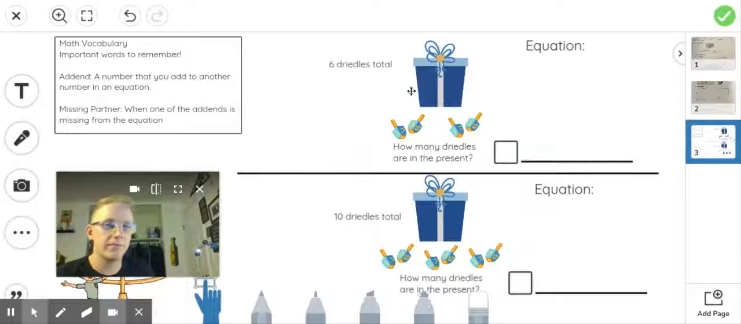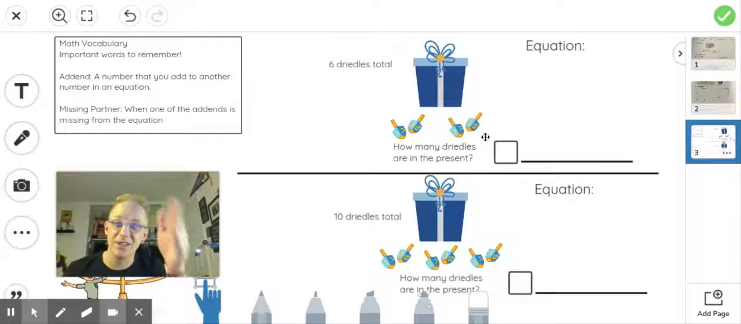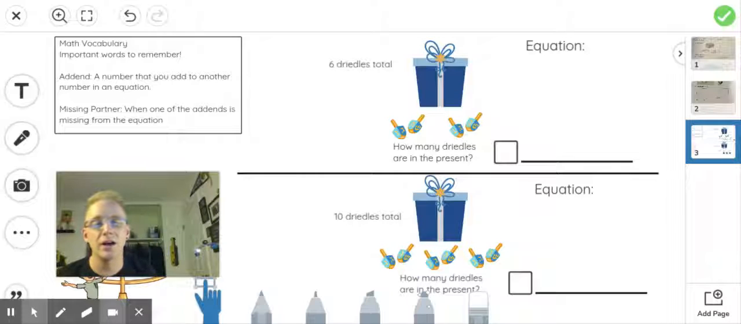All right, so looking at our present here, we've got an equation built for us already, and we're going to set it up, and you're going to see something like this today. We're going to look at it here, and I'm going to read to us what it says. First, it says 6 dreidels. That's what these things are down here. 6 dreidels total. So that means that there are 6 dreidels all together.